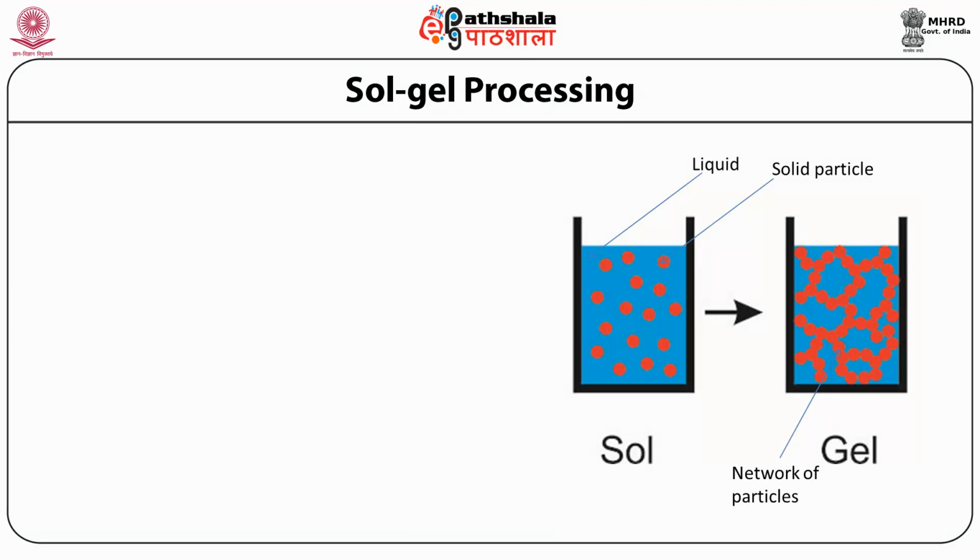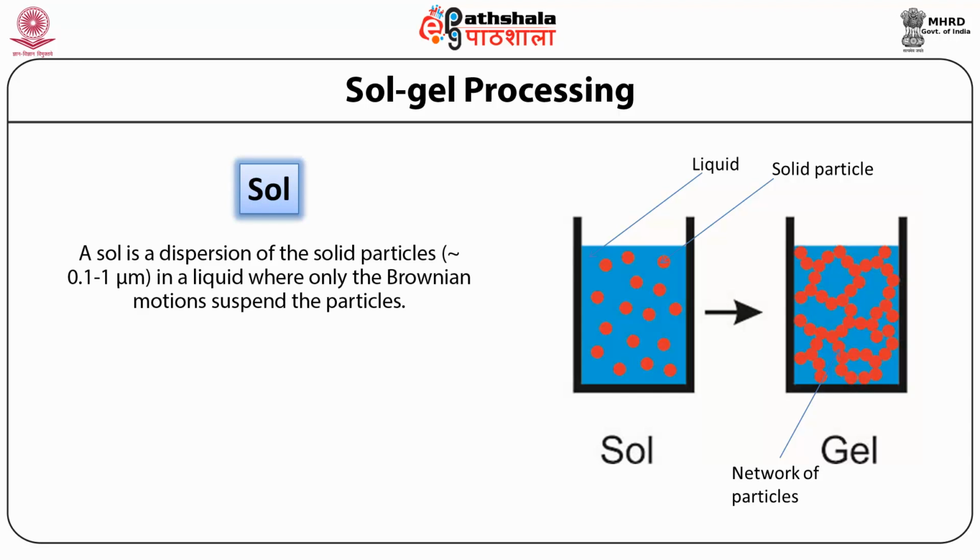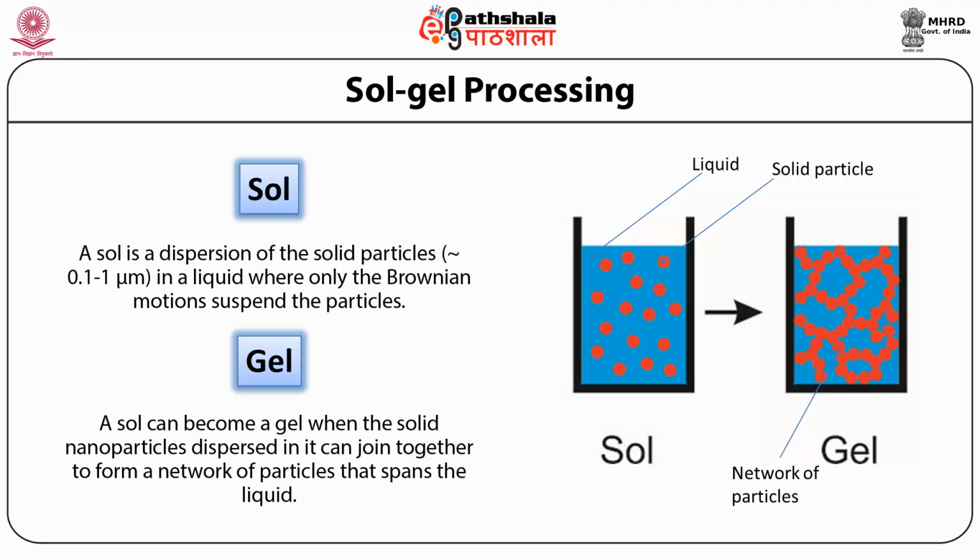Now let us discuss sol-gel processing in detail. We have a sol, as shown in this figure, and a sol is a dispersion of solid particles approximately 0.1 to 1 micron in a liquid, where only Brownian motion suspends the particles. In the gel form, a sol can become a gel when the solid nanoparticles dispersed in it join together to form a network of particles that spans the liquid.